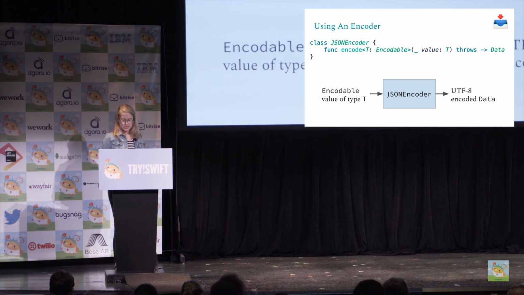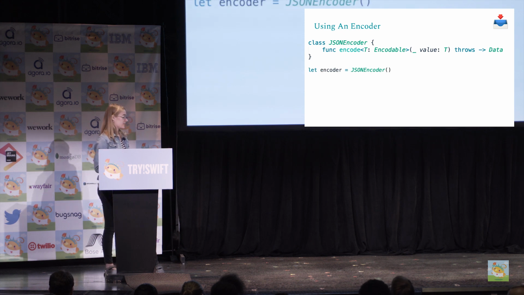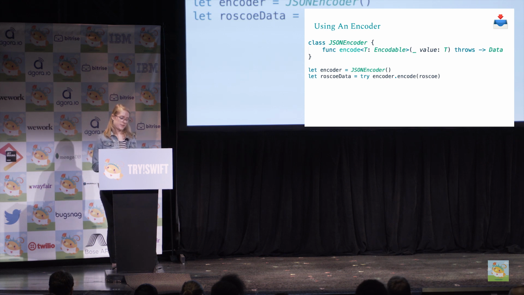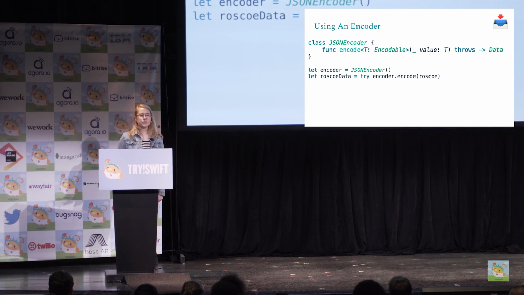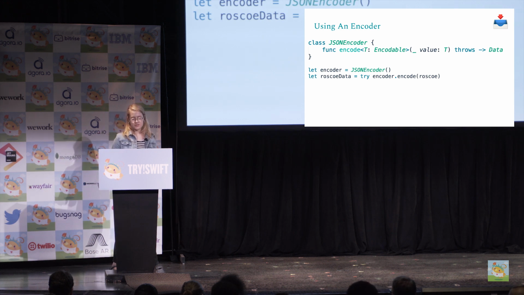So if I wanted to use Roscoe with this encoder, I'm going to start off by creating an instance of the encoder. And then I'm going to pass Roscoe into the encoder, and I get out some data. Now, this data is UTF-8 encoded, as I mentioned before. So if I were to print it out, it would just be a bunch of numbers. It wouldn't make much sense to most of us.